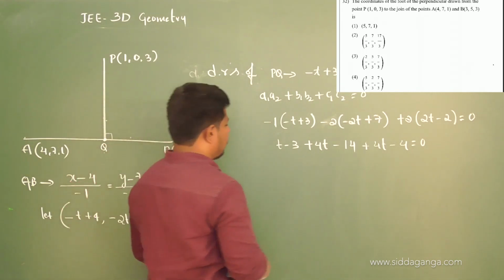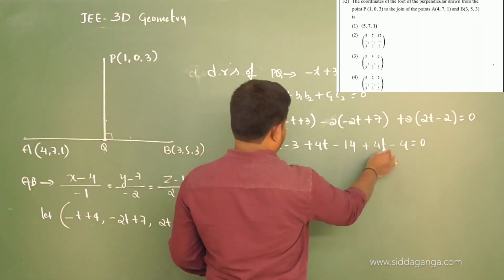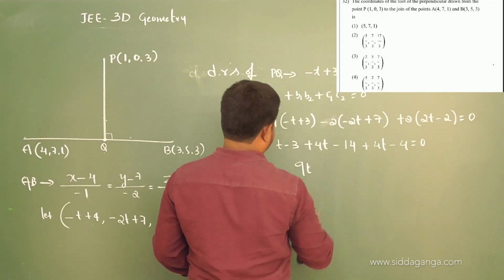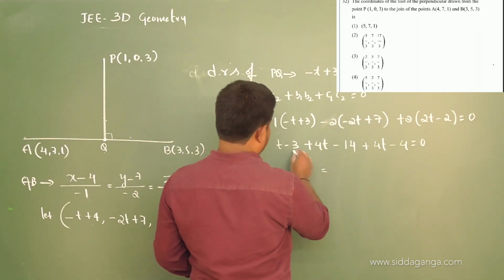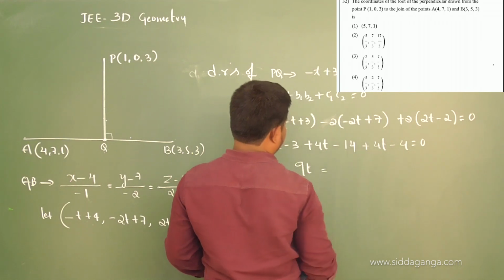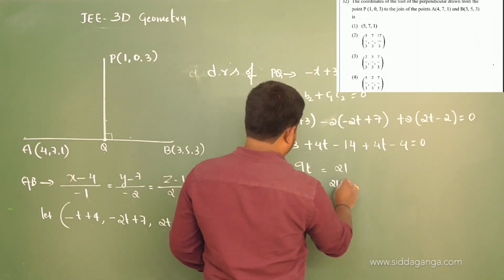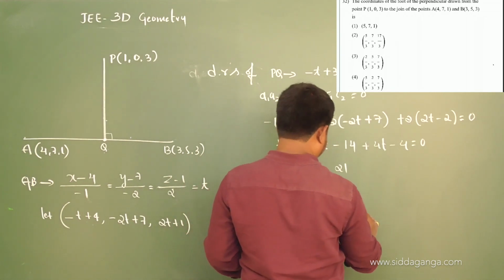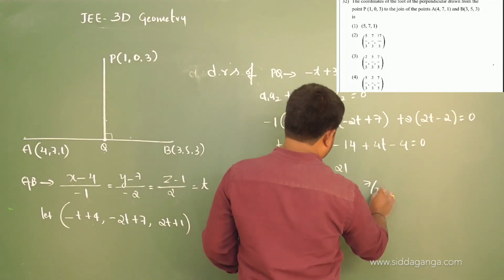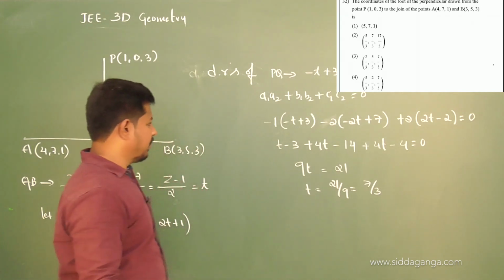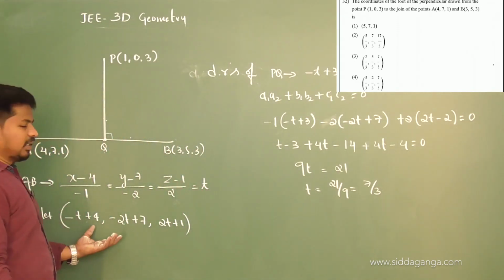So, now 4t plus t, this is 9t equal to 14 plus 18 minus 21, that is equal to 21. So, t is 21 by 9, that is 7 by 3. Okay. So, t is 7 by 3. Let me substitute that value in this, you get the required point.